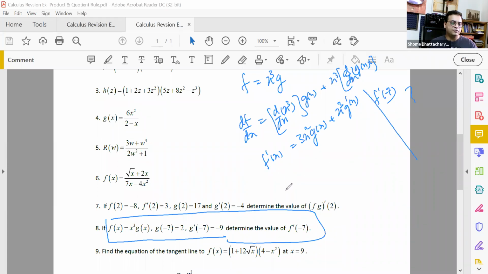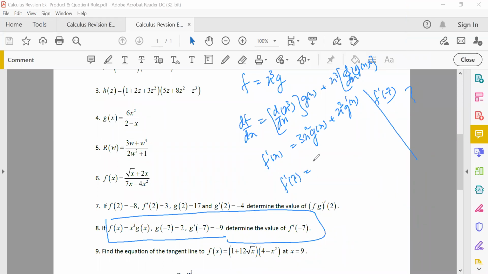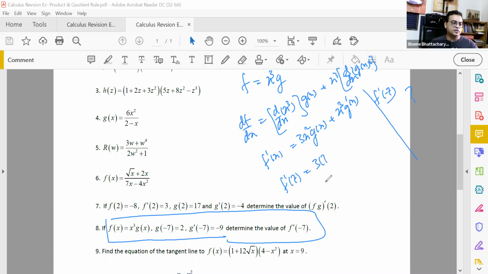Yes, sir. So what is f prime of -7? F prime of -7 is nothing but the value of this above expression for x equal to -7. So it is 3 into -7 squared g of -7 plus -7 cube into g prime of -7. Clear up to this step now? Yes, sir. Now we have to just substitute. See, g of -7 is given to us as 2. G prime of -7 is given as -9.